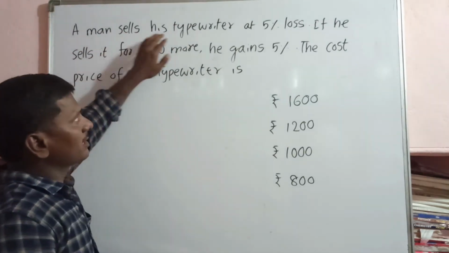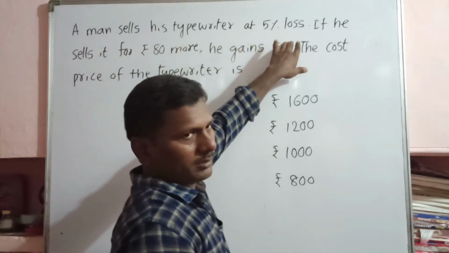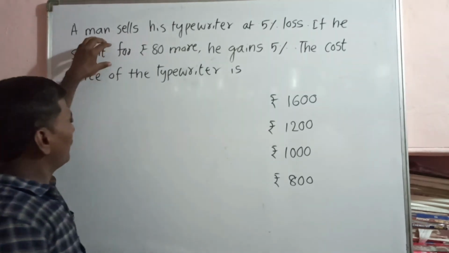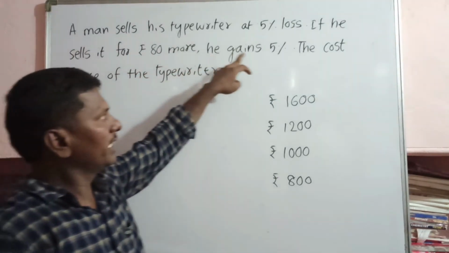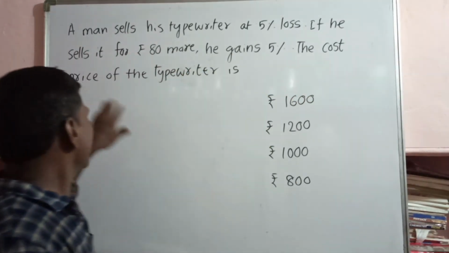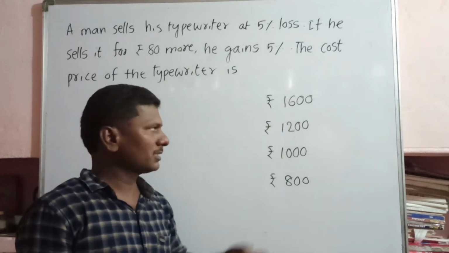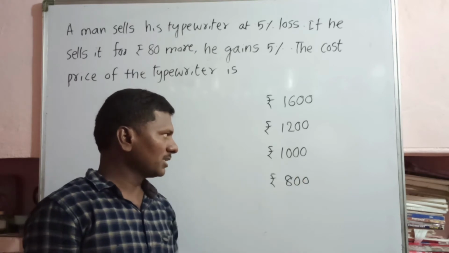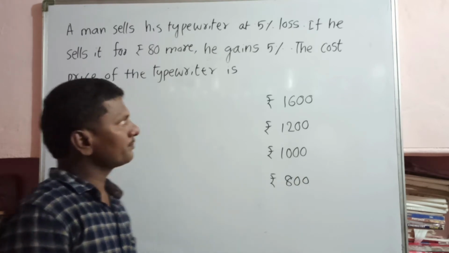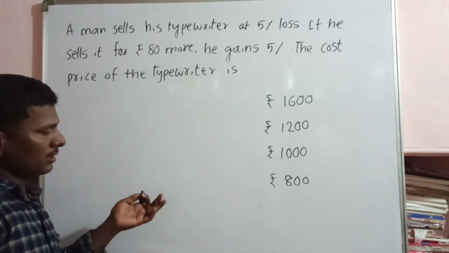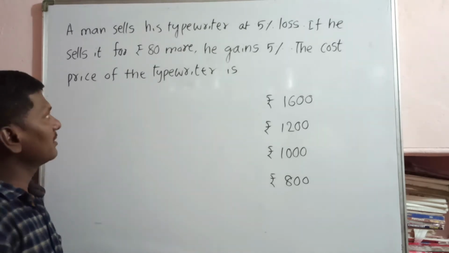A man sells his typewriter at 5% loss. If he sells it for 80 rupees more, he gains 5%. The cost price of the typewriter is, first option is 1600, second option is 1200, third option is 1000, fourth option is 800. So here, these type of questions are frequently asked.